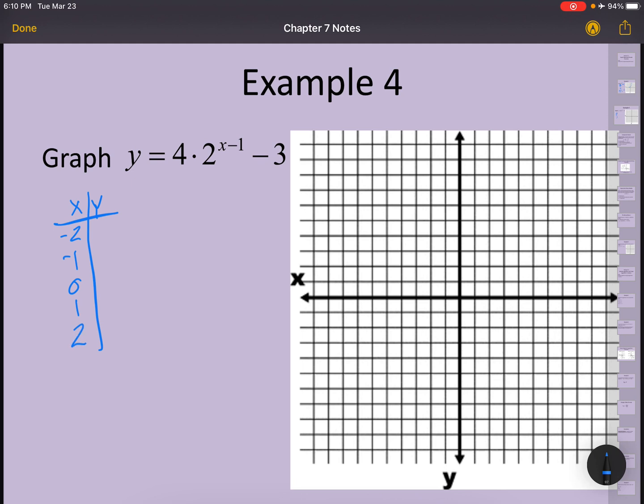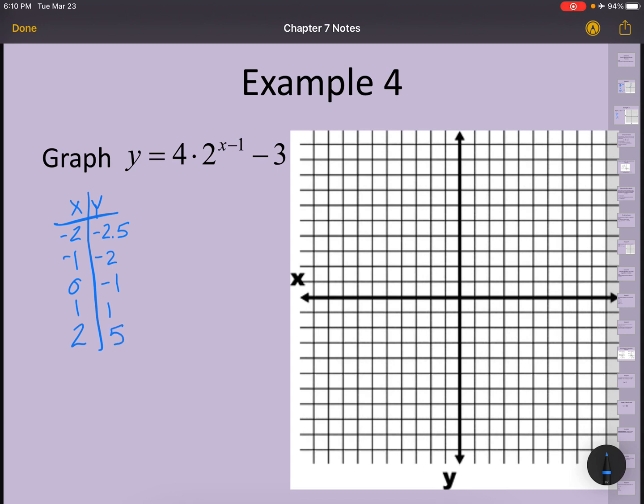So if we put in these 5 x values into the normal original equation, okay, at negative 2 we get back negative 2.5. At negative 1 we get back negative 2. At 0 we get back negative 1. At 1 we get back 1, and at 2 we get back 5.